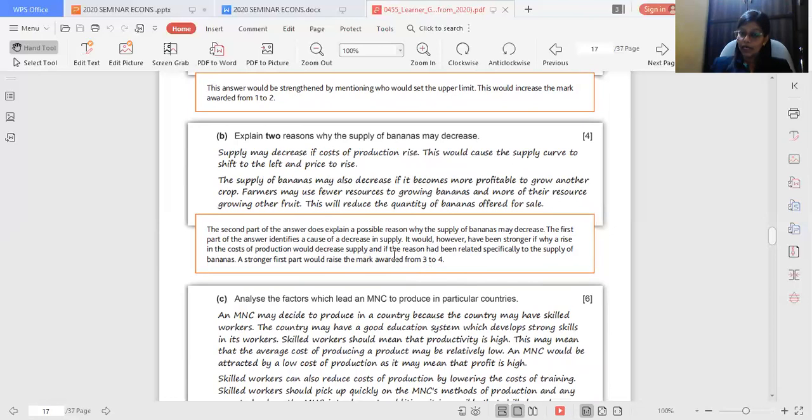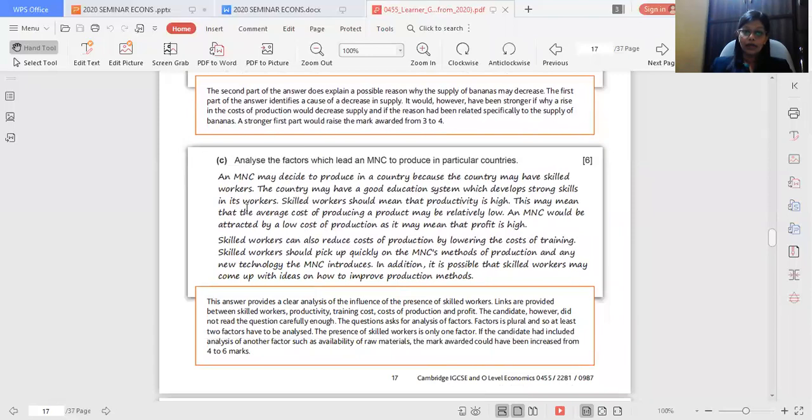Can you identify now? Can you look into it? Now you know exactly how to prepare yourself to score 4 over 4. Okay? And C, analyze the factors which lead MNC to produce in a particular country. So this will be your answer, 6 marks, all right? So you can talk about what is MNC. What actually are the factors that lead them to produce in other countries? What causes that? All right?